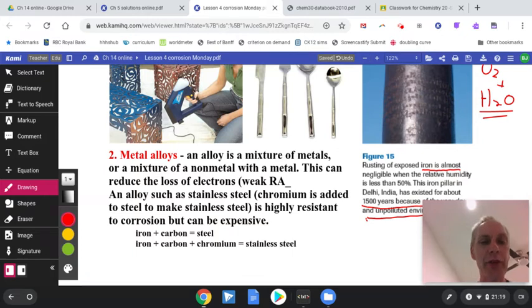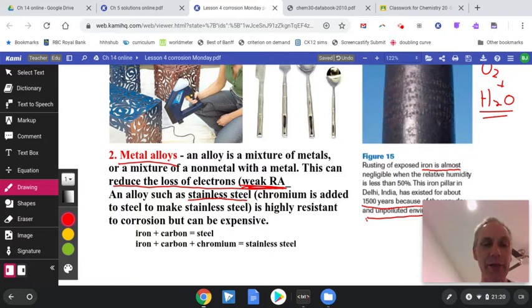Okay, option number 2, and we talked about this, make a metal alloy. So when you mix metals into alloys, it changes their properties and can really reduce the loss of electrons. It turns them into really weak reducing agents. So stainless steel is an example of that. So you might be interested to know, where does stainless steel come from?